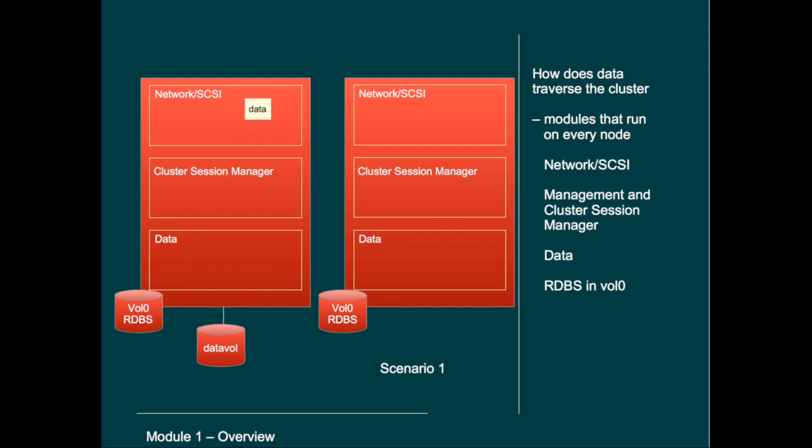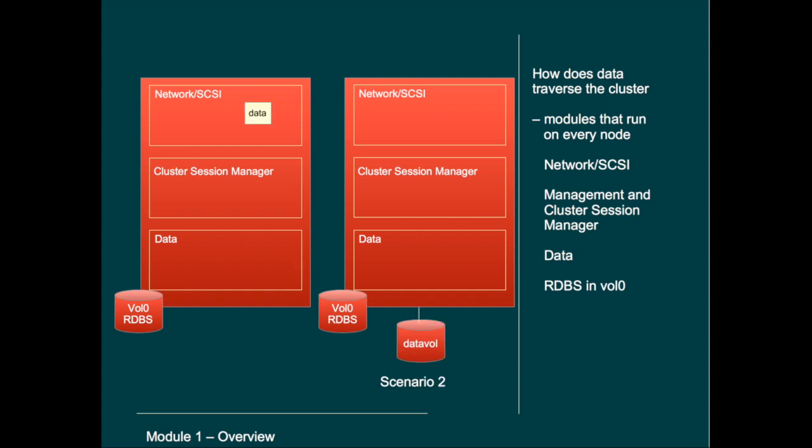In the first scenario, the data enters the LIF. Let's say it's NAS data. The network module receives the data and copies it to the cluster session manager. The session manager checks the RDB that deals with volumes, which is the VLDB or volume location database, and sees that the volume is local to the node. So it copies the data to the data module. The data module stores the data in NVRAM, creates a stripe when it's time to do that, adds parity and writes data to the volume. After the data has been written, NVRAM is flushed.